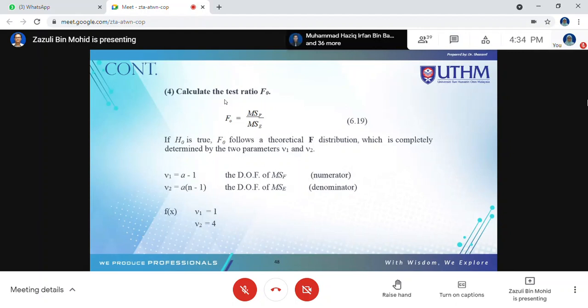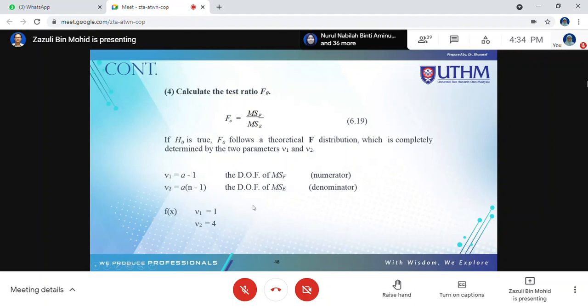So we can judge the null hypothesis and the alternative hypothesis. If H null is true, F follows a theoretical F distribution which is completely determined by two parameters, V1 and V2. V1 and V2 are degrees of freedom. V1 is a minus 1, V2 is a times n minus 1.